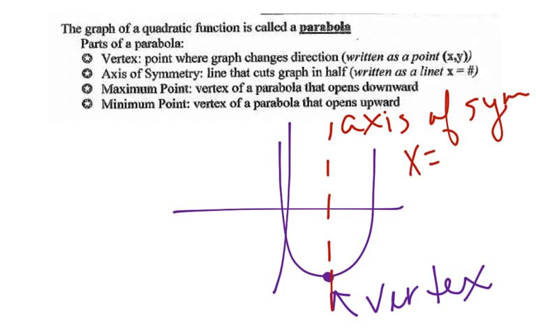It's always written x is equal to a number, because it's a vertical line, which means x equals a number. You can't just give me the number. You've got to give me x equals. And I'll talk about where the number comes from in a minute.